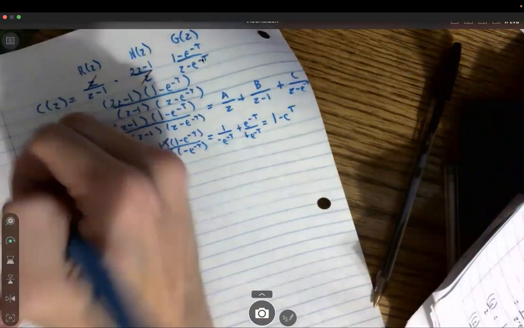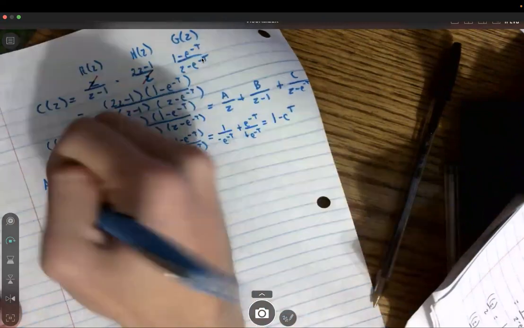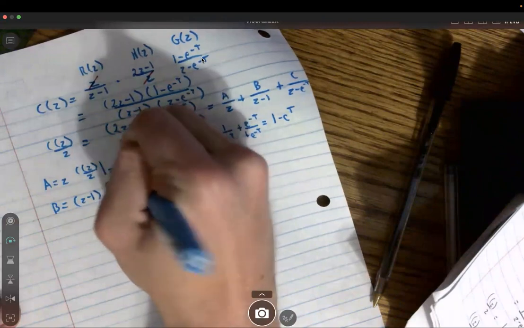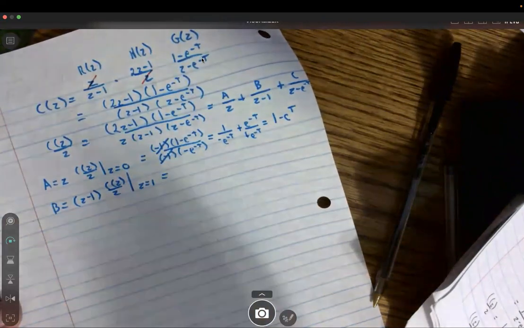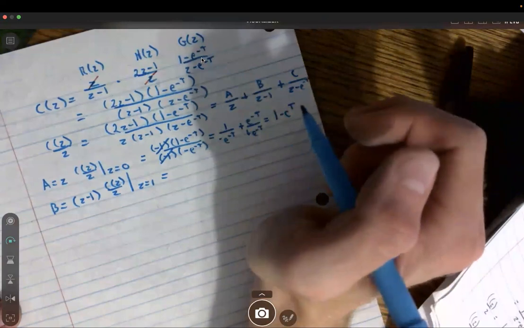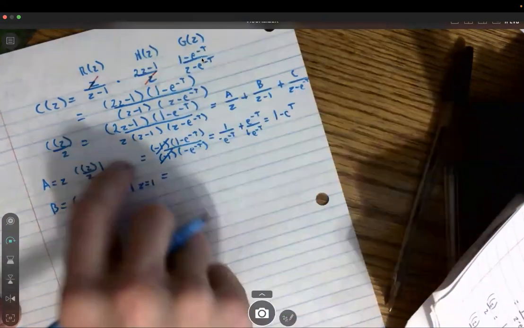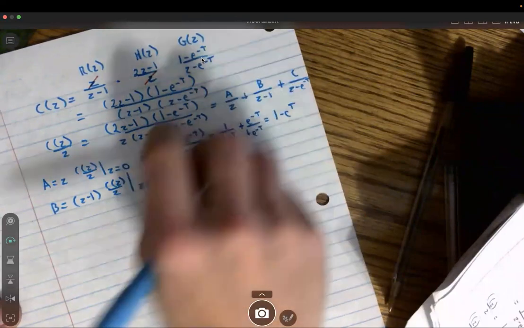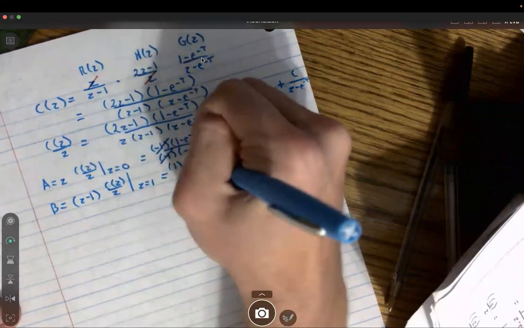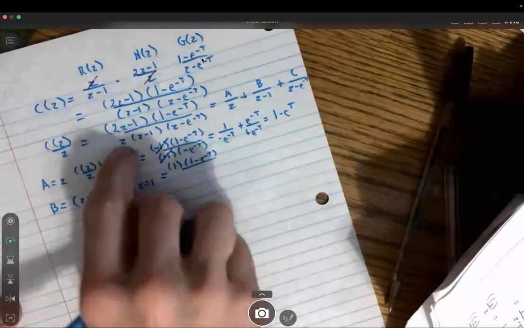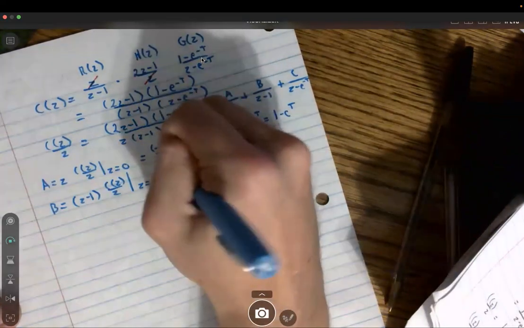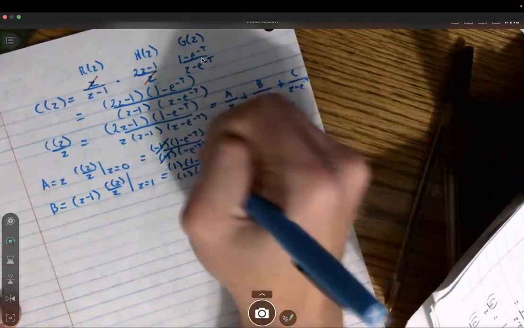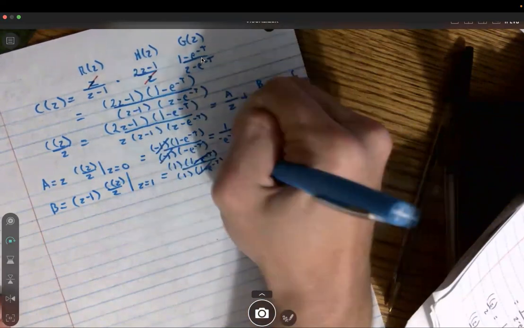And then solving for B, you would get (z minus 1) C(z) all over z, and then plugging in z equal to 1. If you multiply by this, you get 2 minus 1, so you get 1. Then plugging in, it'd just be 1 minus e to the negative T, and in your denominator, this would just be 1, then you'd have 1 minus e to the negative T. Oh, that's nice. Then these two cancel, and you're just left with 1.